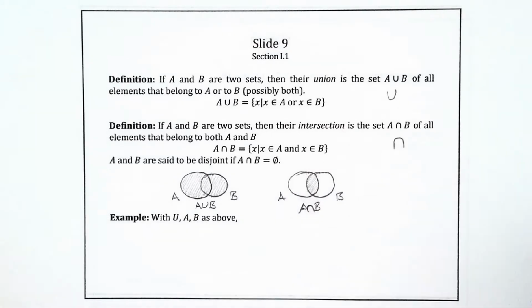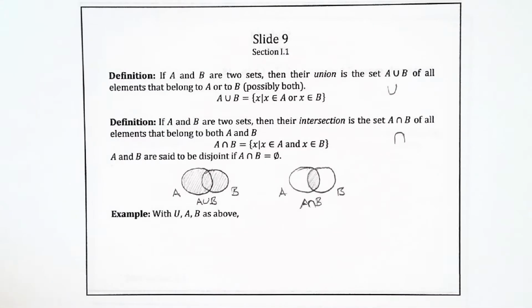So if you think about a street intersection, it's the place where the two streets come together. If I were to take the union of two streets, then that would be both of the streets all together. The two entire streets. That's the union. The intersection is just the overlap between the two.